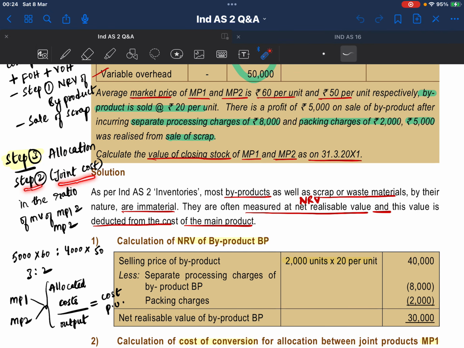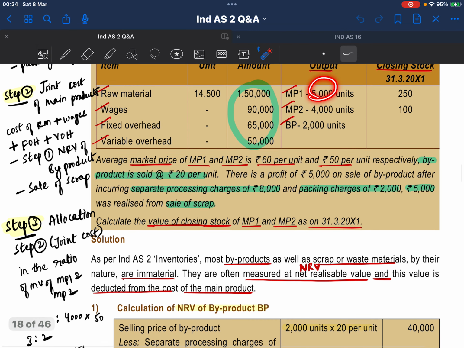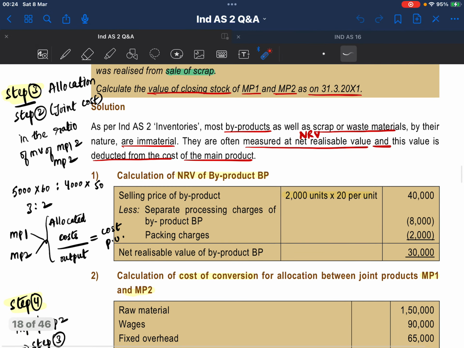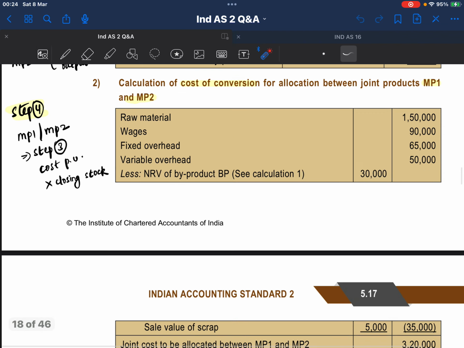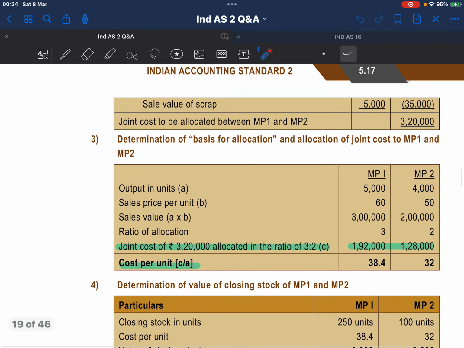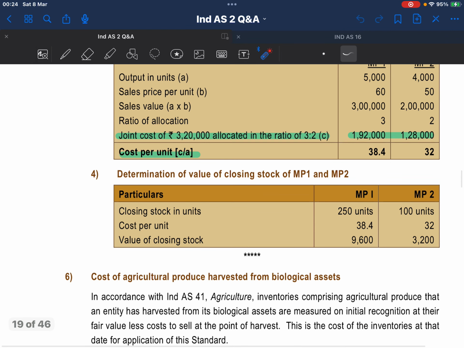Allocate the step 2 joint cost in the ratio of the market value of MP1 and MP2. To compute the market value, we have the units and also the market price, which gives us the ratio of 3:2. Then we allocate this 3,20,000 in the ratio of 3:2. We get 1,92,000 and 1,28,000, which is divided by the respective number of units, which gives us 38.4 and 32. And next we have to determine the value of closing stock. This value multiplied with the closing units given in the question gives the value of closing stock.